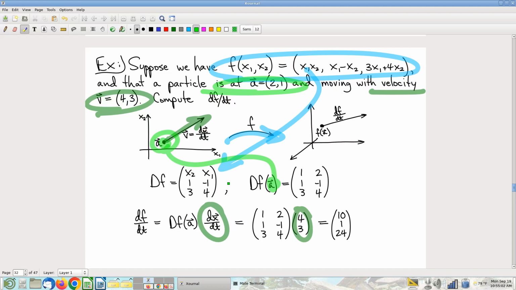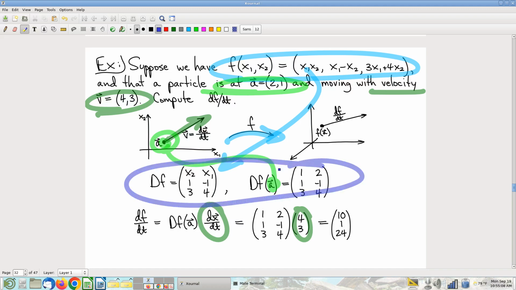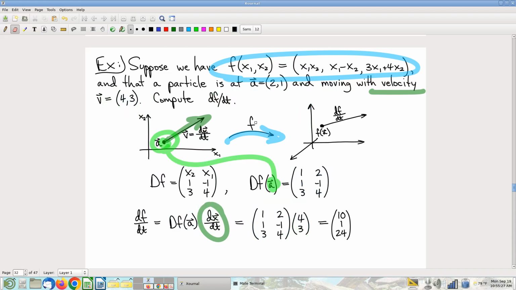Various little partial derivatives and plugging in. And so our derivative is this, and then multiply to get the output velocity. Everybody on board? What do you think? Okay. All right.